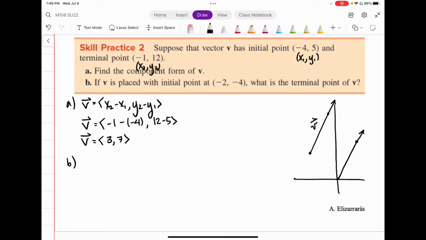I'm wondering what happens if I shift it back 2 and down 4. If the initial point is now (-2, -4), I can then use the component form to help us find the terminal point. I take -2 plus the x component and -4 plus the y component, which is (1, 3). That would be the new terminal point.